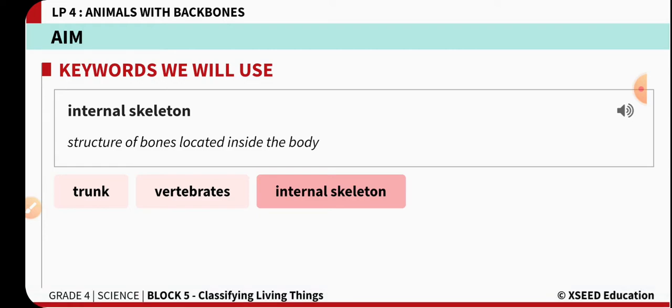Now the third keyword that we will come across in today's class is internal skeleton. This you already know. If the bones are located inside the body, then we call it an internal skeleton. Internal skeleton: structure of bones located inside the body.